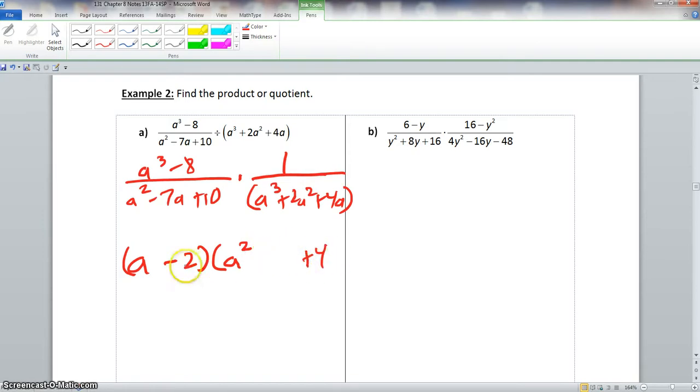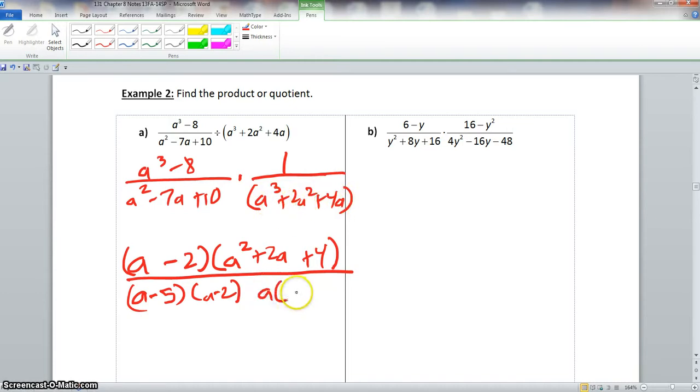Now to get our middle term, we will multiply a times -2, which will give us a -2a, and we will take its opposite and make it +2a. Now all that was multiplied by 1, so we would just leave that as is. Now we go down here to the bottom. Now a squared minus 7a plus 10 will give us a minus 5 times a minus 2. And then in the second parenthesis, the only thing we can factor out here is a, and we'll be left with a squared plus 2a plus 4. There's nothing more we could do with that.